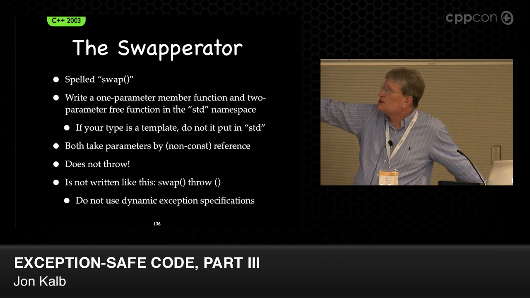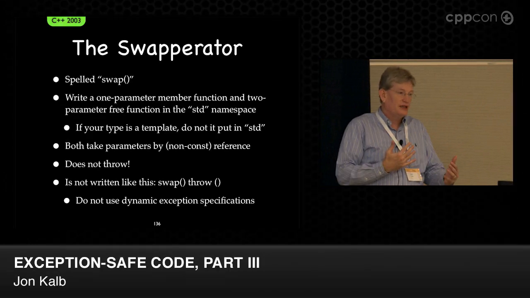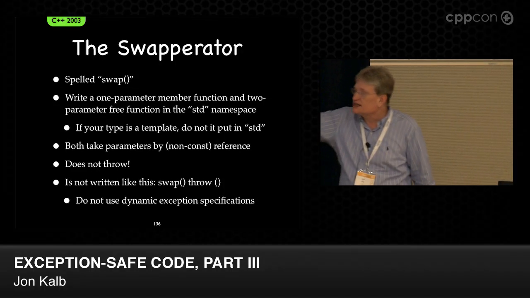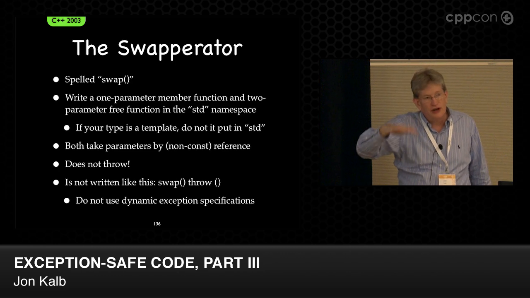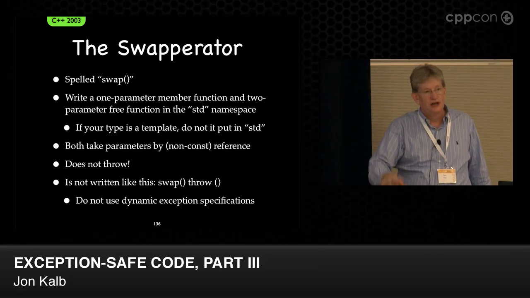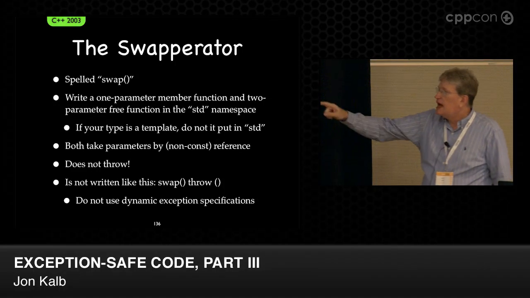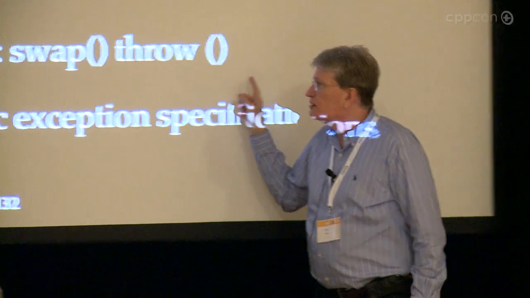You take both parameters by non-const reference. Well, duh. If you took them by value, you wouldn't be swapping them. And if they were const, you couldn't be changing the value. So it's a non-const reference, right? It does not throw. That's really important. Remember way back when I said very, very few functions need to not throw: destructors and swap. And it is not written like this. We do not write it like swap noexcept. Why? Because we deprecate that. We don't use dynamic exception specifications, right?